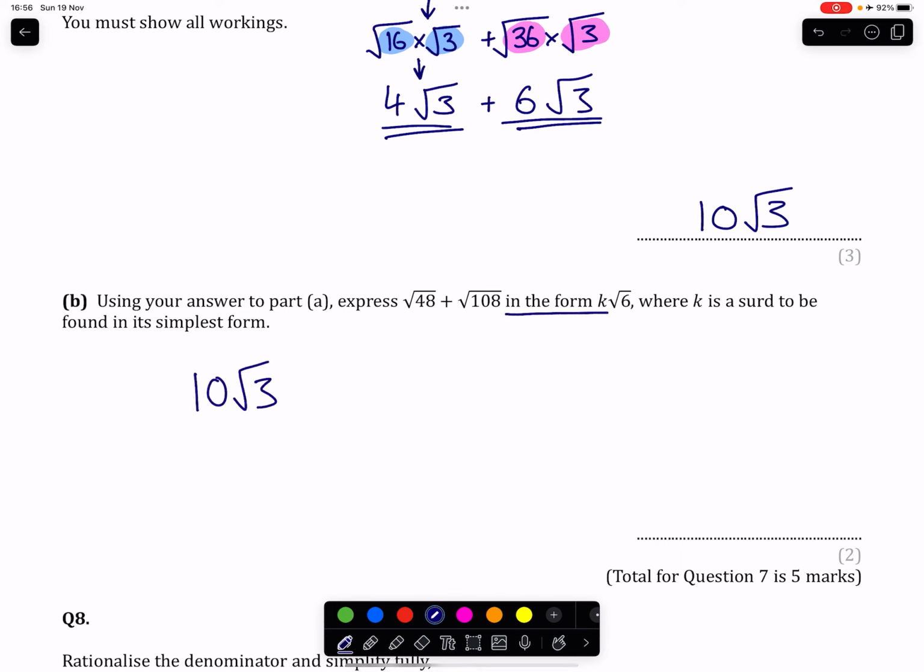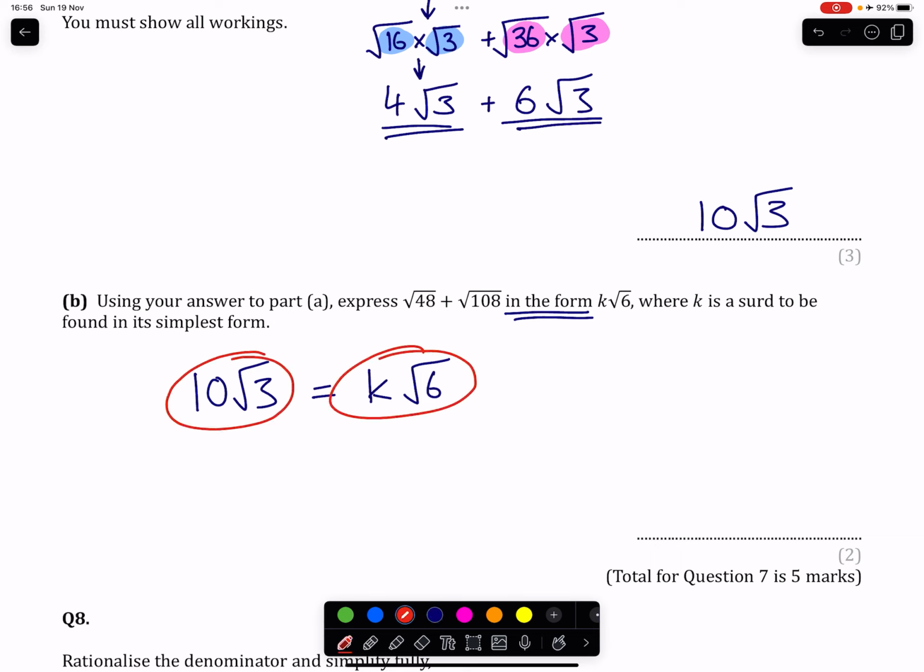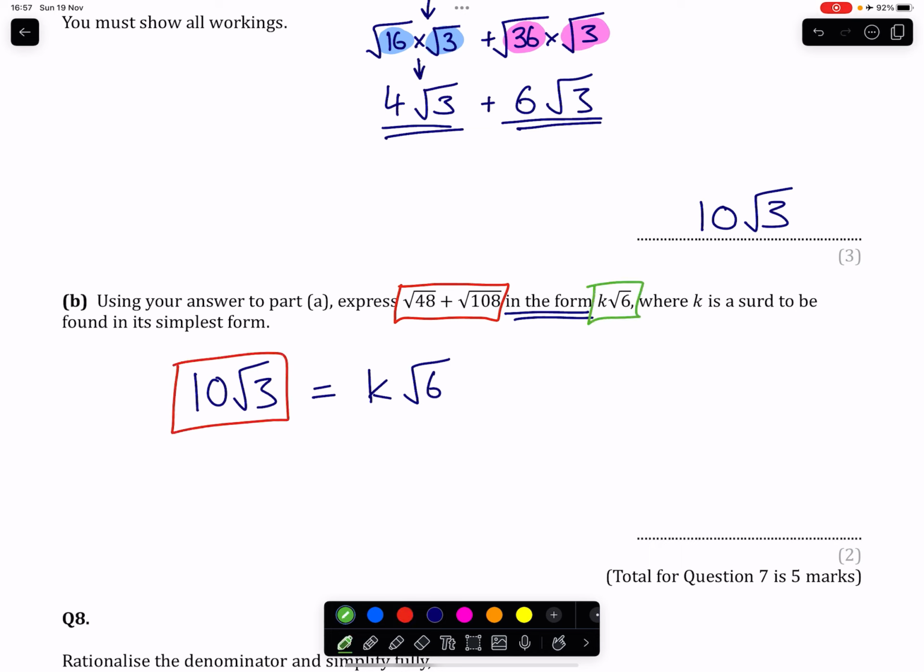B, using your answer to part A, express that surd, which 10 root 3 is the answer to, in the form k root 6. In the form k root 6 basically means that this thing will equal k root 6, it's just that it looks different. So we're writing this in a different form, and we have to figure out what this value of k is going to end up being. So when you've got this in the form question, one of the ways we can attempt these is writing what we start with as being equal to what we want it to be, and then taking it from there.